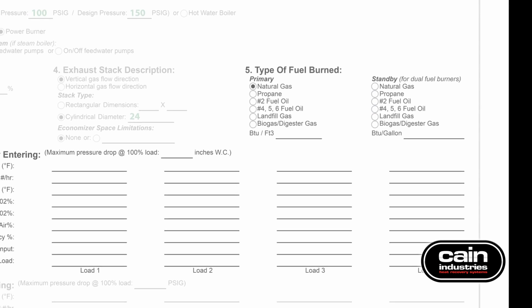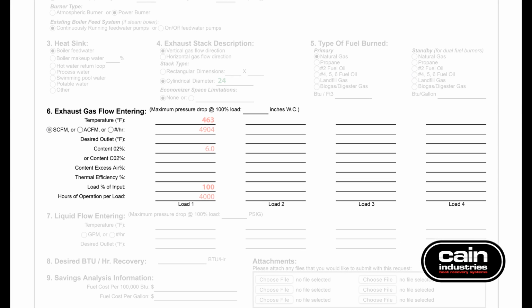Question 6. Exhaust gas flow entering. Up to 4 load columns can be used to show various load conditions if applicable. The first column holds the maximum load condition. We use this information to size the economizer even when operating at a reduced firing rate. Exhaust gas temperatures and mass flow rate are essential to determine the amount of waste heat available.